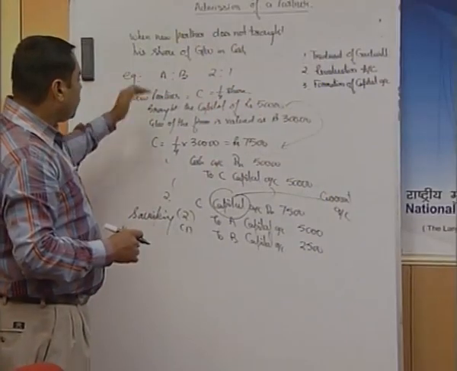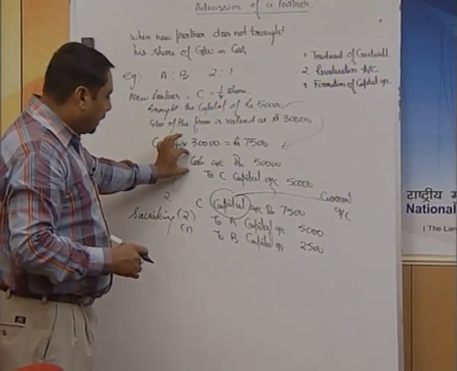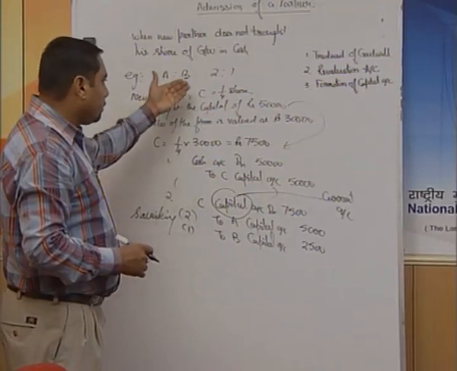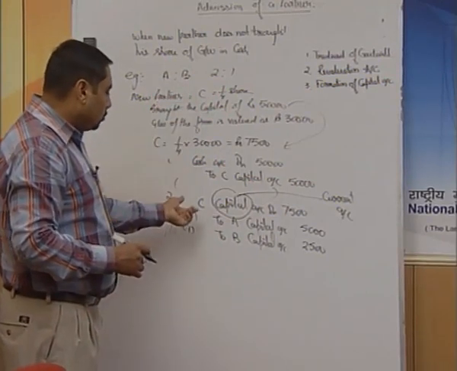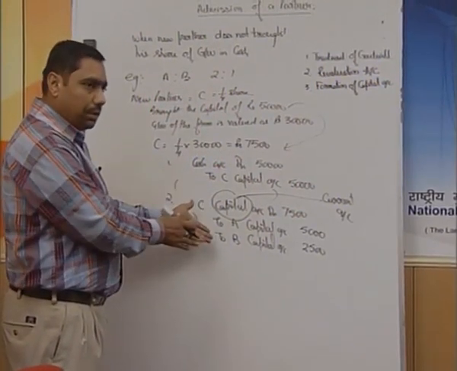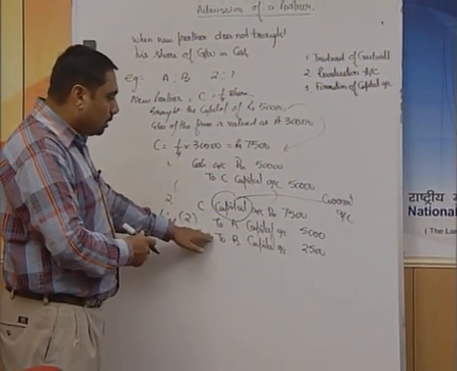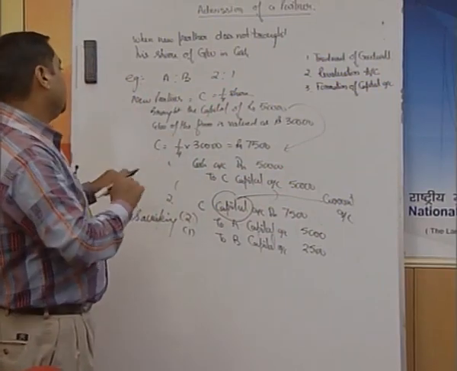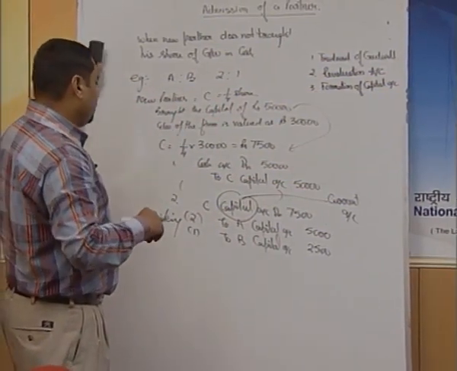So, the entry for this is going to be, first of all, cash account debit to C capital account. Second, as he hasn't brought any amount of premium in cash, we will take his share of goodwill from his capital and distribute that amount among the old partners in their sacrificing ratio. This is one case. I will explain another case.